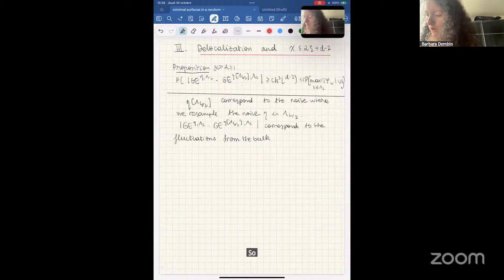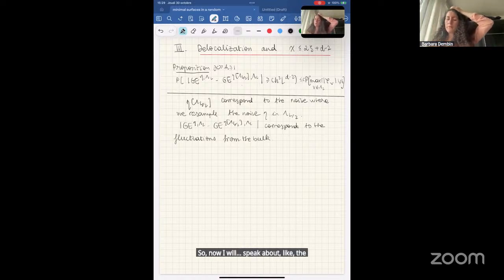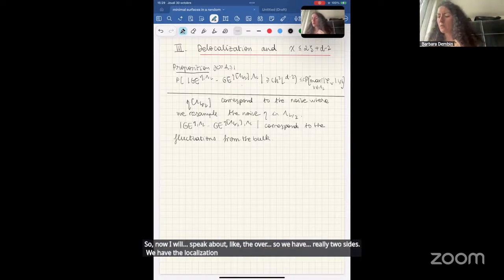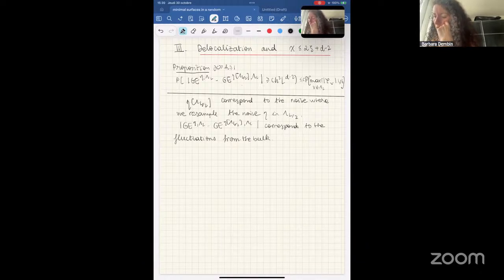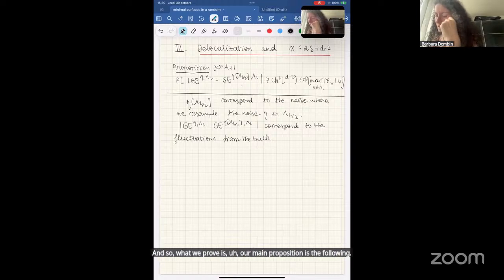So now I will speak about the other side. We have really two sides. We have the localization and the delocalization sides of the scaling relation, and they come together. And so what we prove, our main proposition, is the following. This eta lambda bracket lambda L over 2 corresponds to the noise where you resample in the bulk.